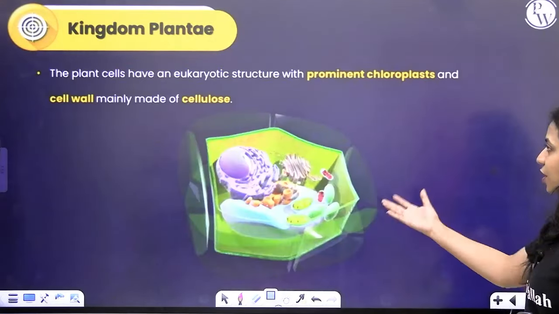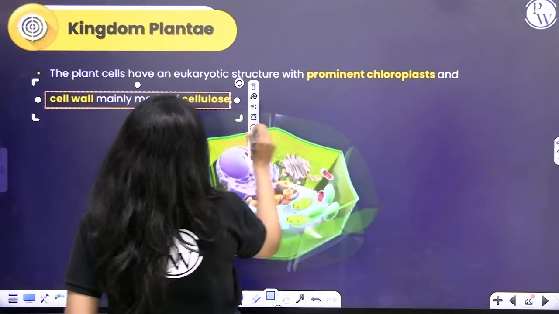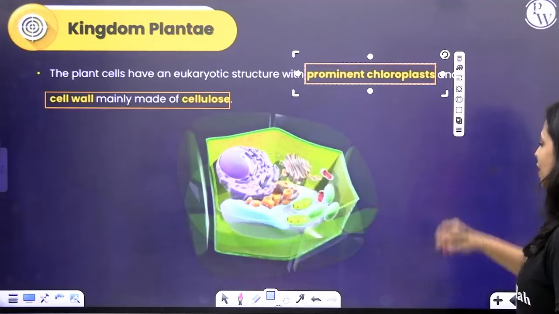We already know the structure of a plant cell. It's eukaryotic. It will have a cell wall that is made up of cellulose. Also, for photosynthesis, chloroplast will be present.